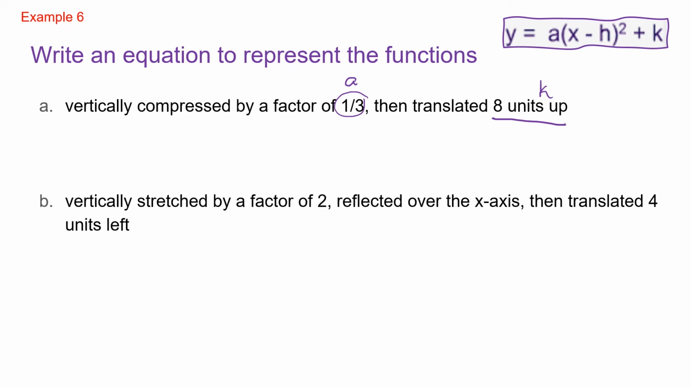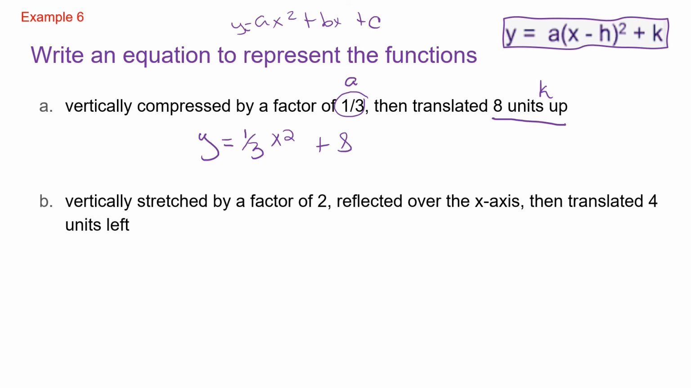We do not have an h value, so that tells us that we're not going to have any parentheses when we write our equation. So our a is 1/3, translated 8 units up, so that would be y equals, our a is 1/3, so 1/3 x squared, 8 units up, that would be plus 8. So if you can recall from standard form, standard form is ax squared plus bx plus c, and so our a is also in front of the x squared term. Alright, so since we don't have a horizontal change, there is no parentheses.